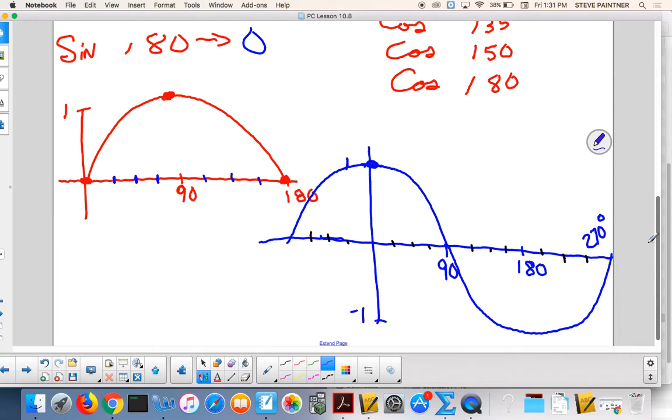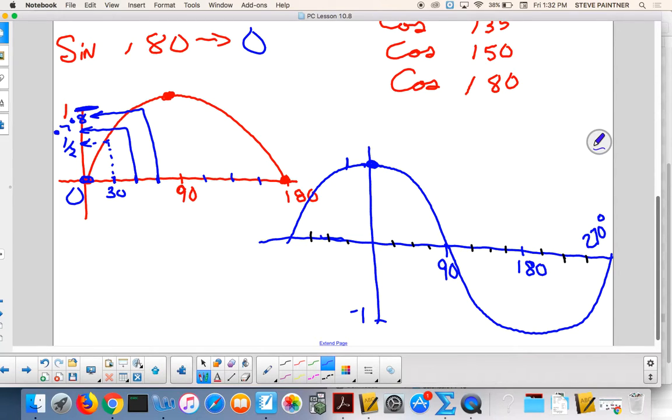This is what I'm trying to get in your head. Let's graph those points. 0 goes in, 0 comes out. Do you guys remember what 30 was? It was 1 over 2, wasn't it? Half of the maximum is right there. So at 30 degrees, you get half. What do you get at 45? Square root of 2 over 2. You know what that is? It's 0.7. What do you get at 60? Square root of 3 over 2. What's that? 0.86. I'm not going to write 6.